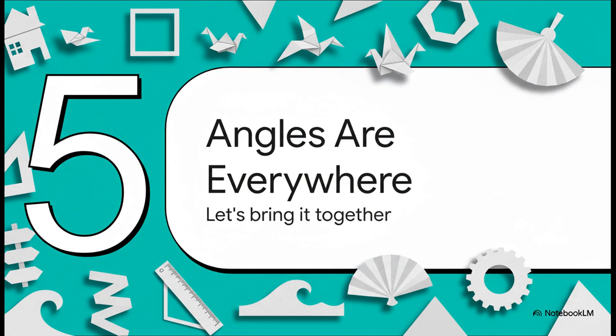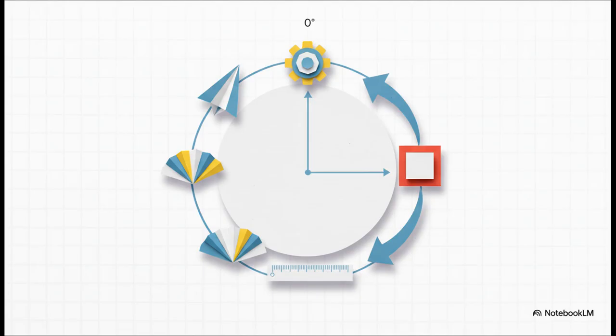So let's do a really quick rapid-fire recap just to lock it all in. You ready? Let's go. Acute, that's the sharp one, less than 90. Right, the perfect corner, exactly 90. Obtuse, the wide one, between 90 and 180. Straight, a flat line, exactly 180. Reflex, the big one on the outside, more than 180. And finally, complete, the full circle, exactly 360.